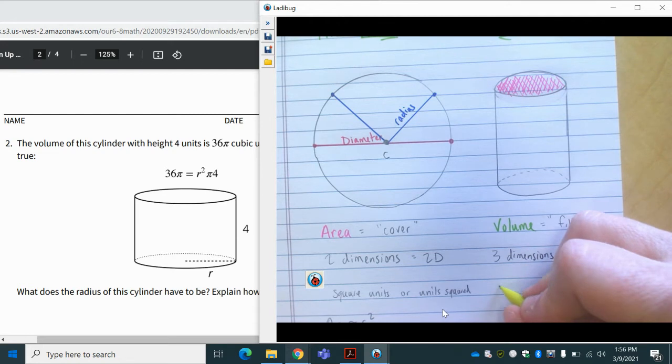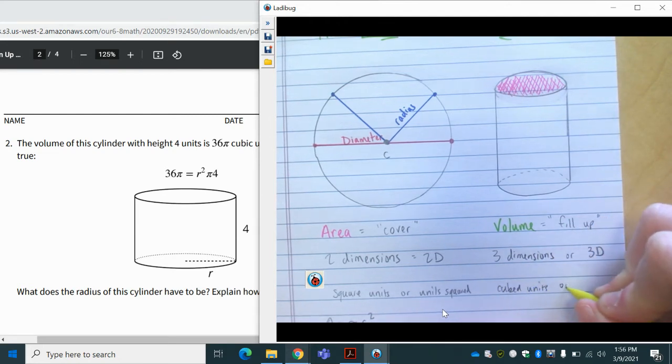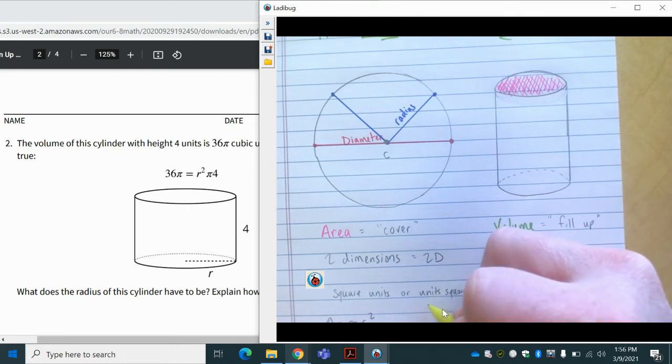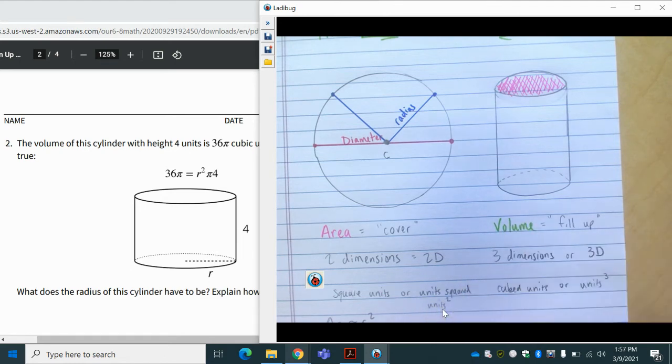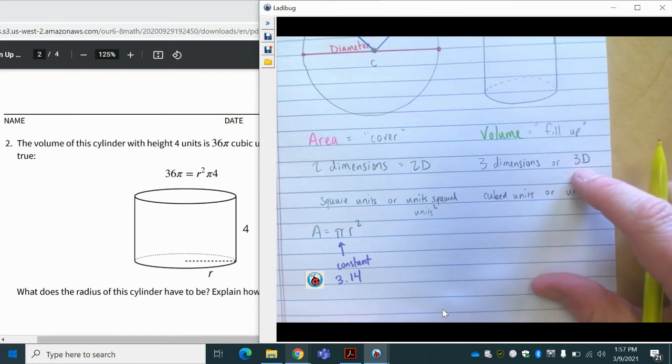The units here are actually cubed units, or you could say units cubed. You could put a little 3 there. I meant to mention here that this could also be units squared when we say units squared. So look at the difference here. It's got one more dimension.